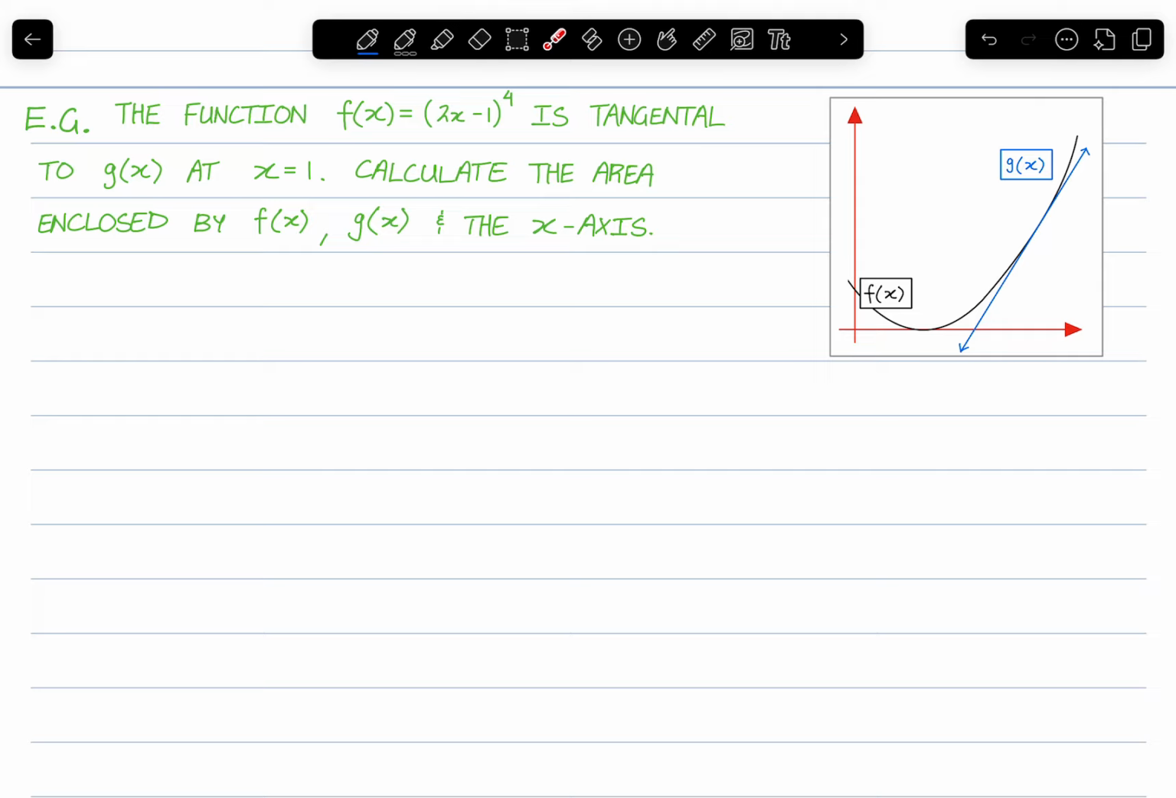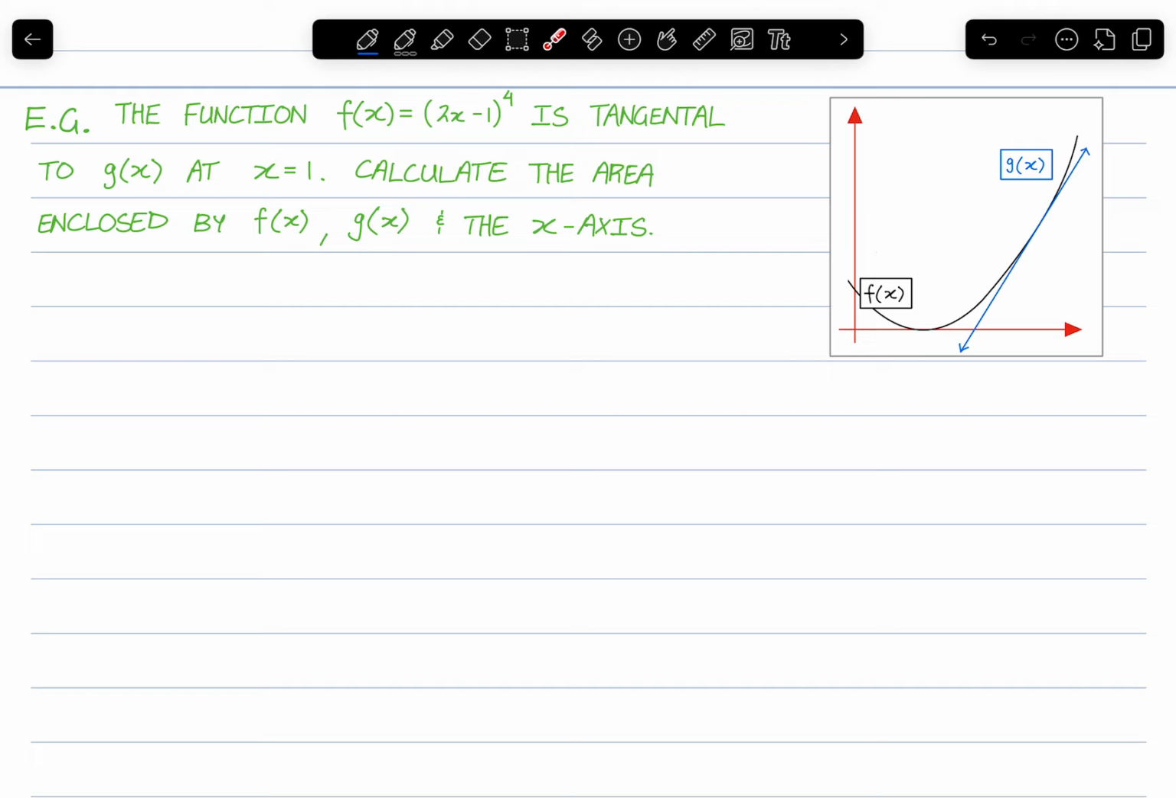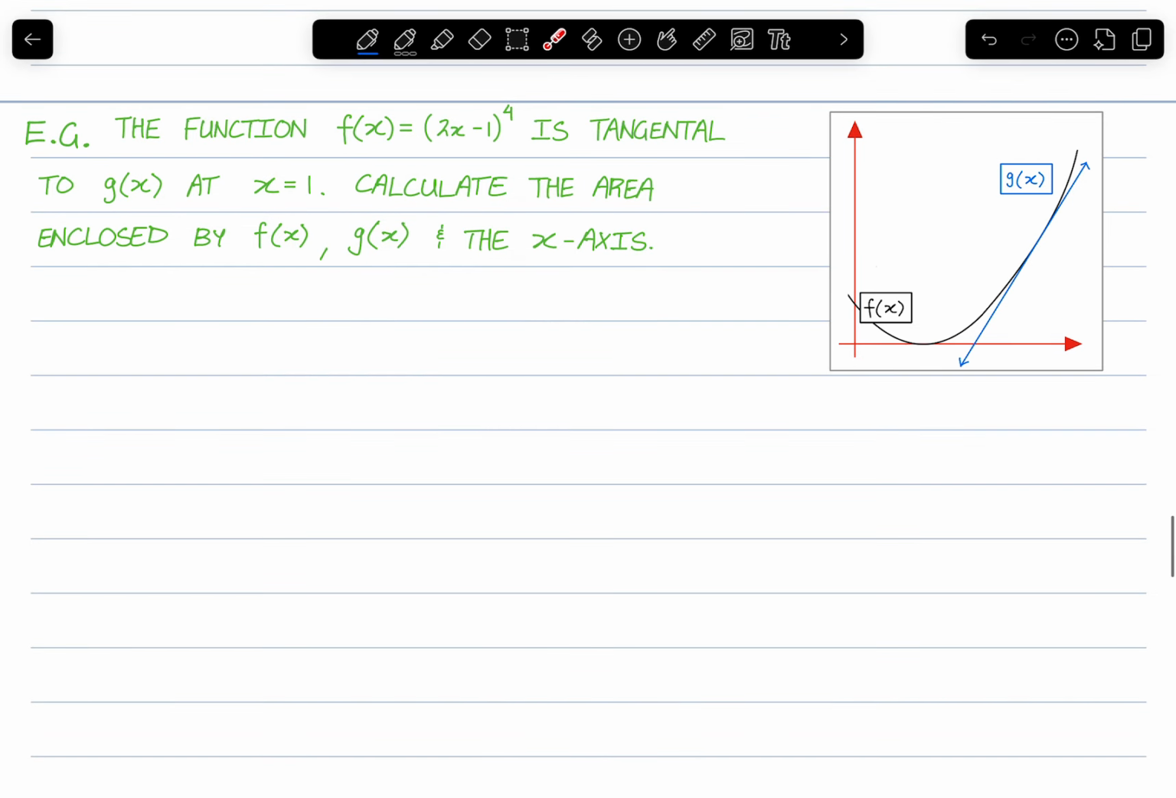In this video, we'll be tackling what looks to be a rather simple problem, but you'll see as this video goes on, this one is actually rather tricky. So let's get to it.